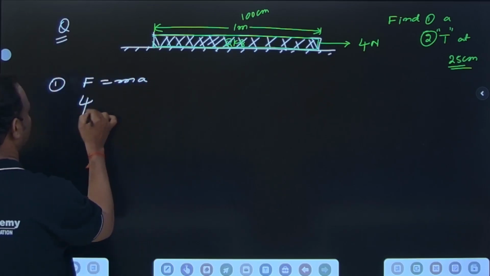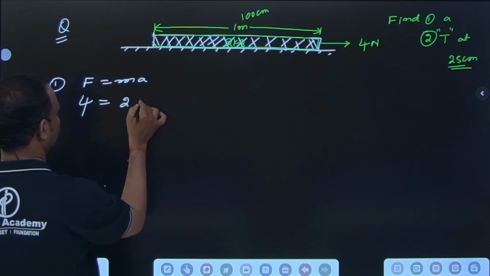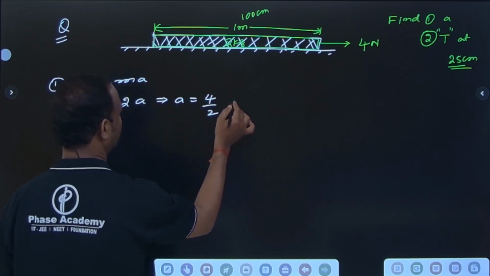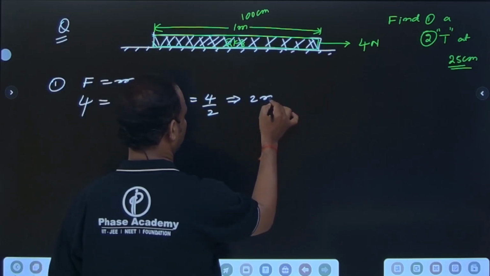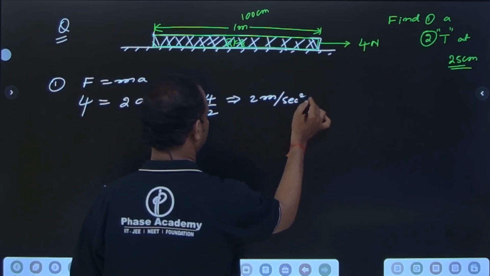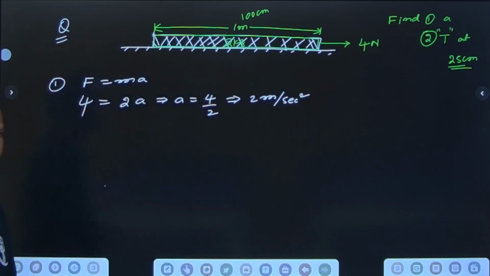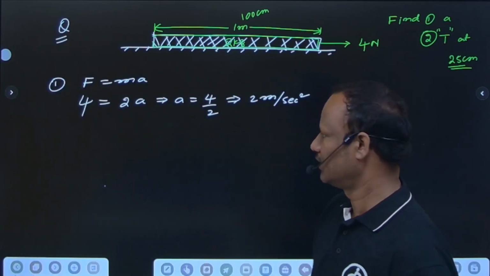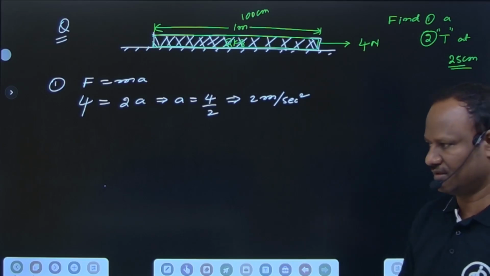F is 4, M is 2, into A. Then A is equal to 4 by 2. This is 2 meter per second square. For the first one, no issue on this. F is equal to M into A, and just you can find its acceleration.